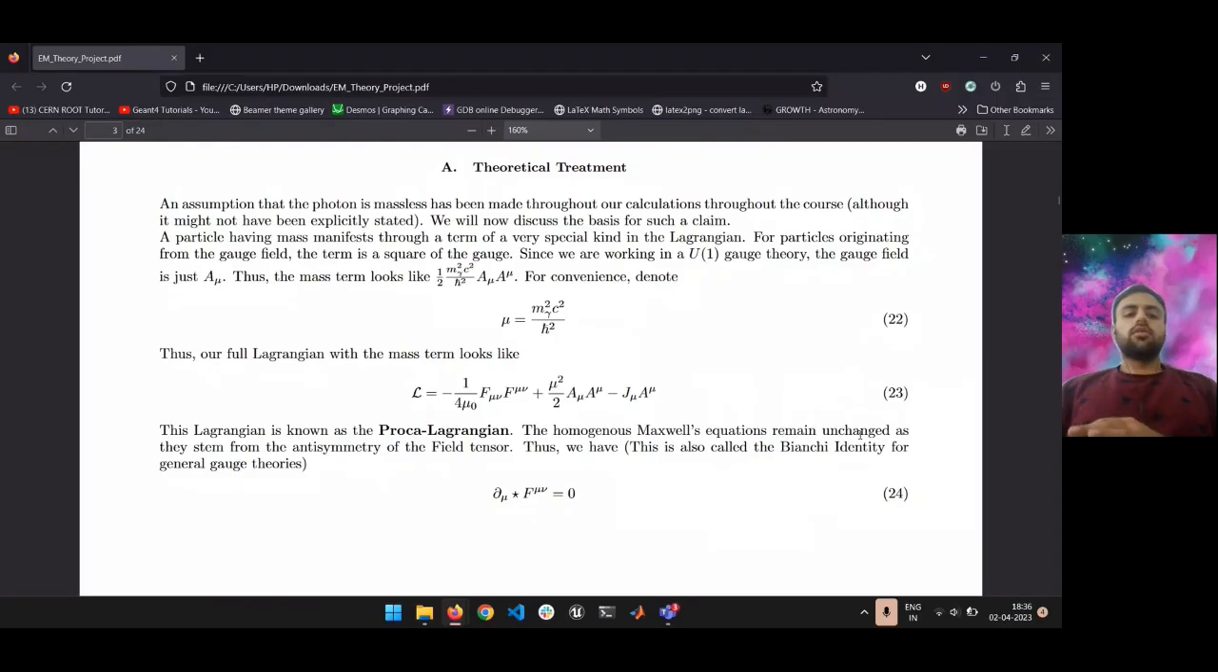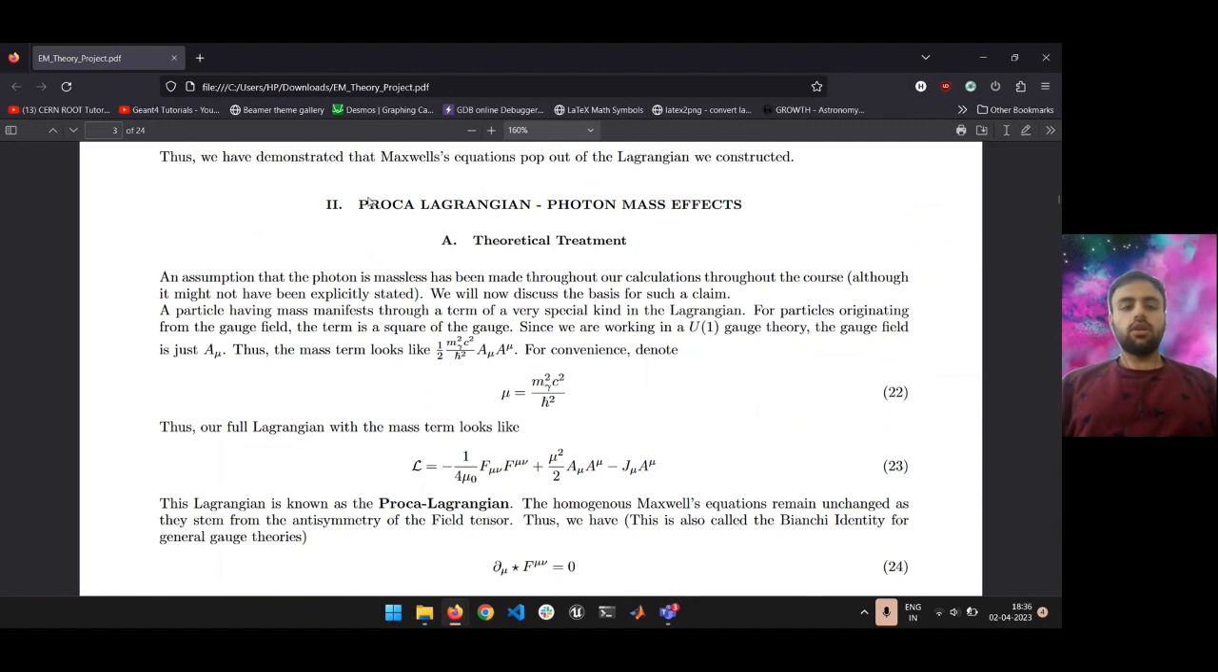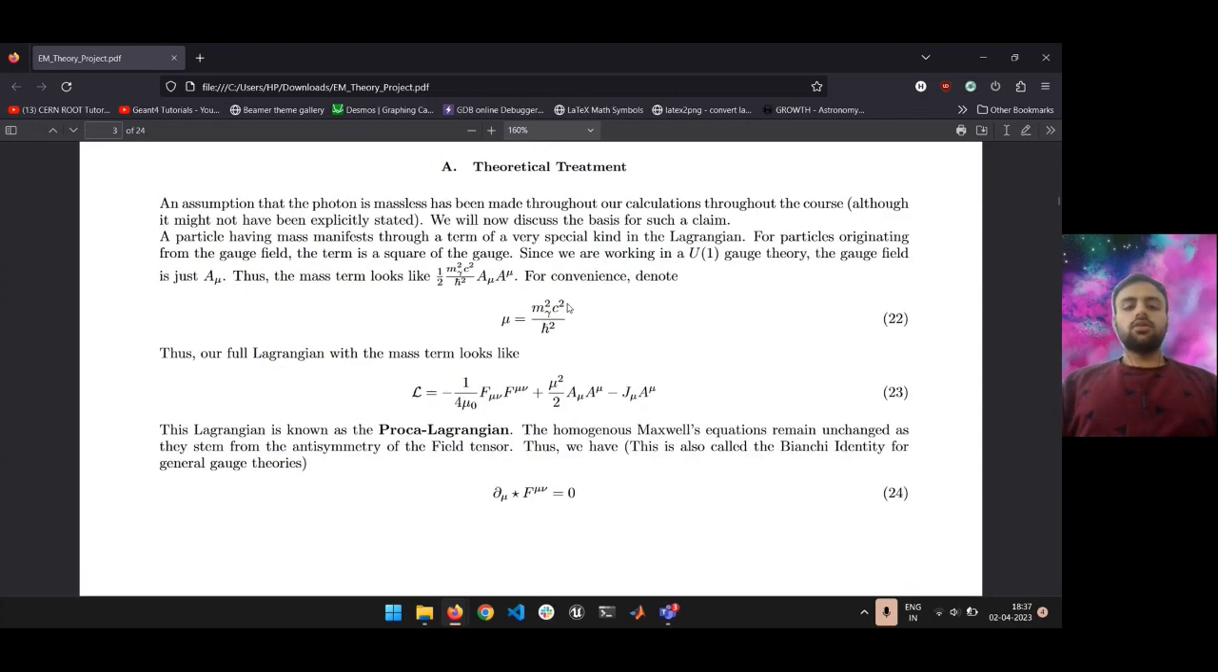Thank you. Hello everyone, I am Mehul and now we're talking about section 2 of our REAM project, which talks about the Lagrangian and how we can incorporate the effects of photon mass into it.